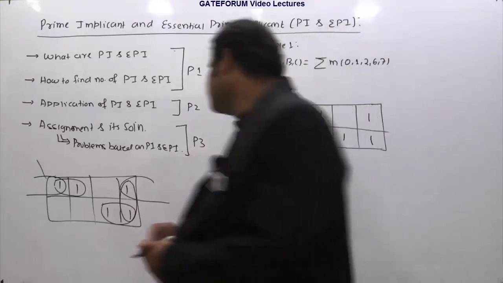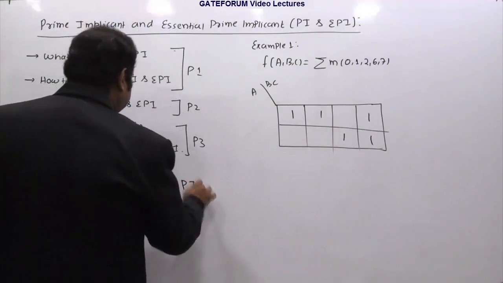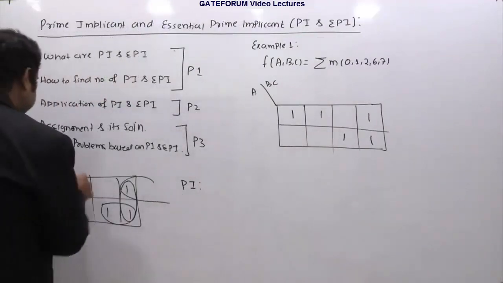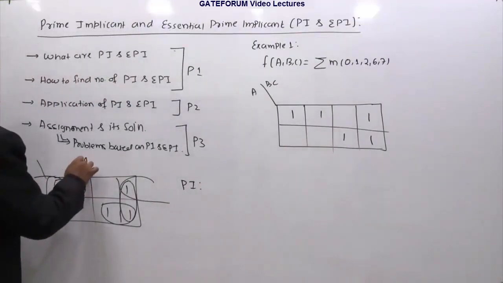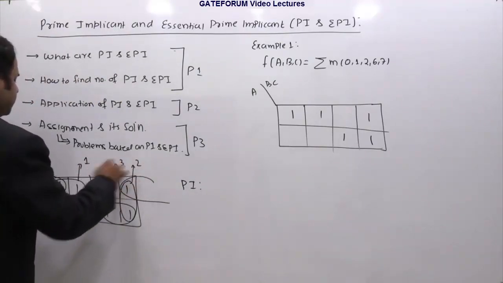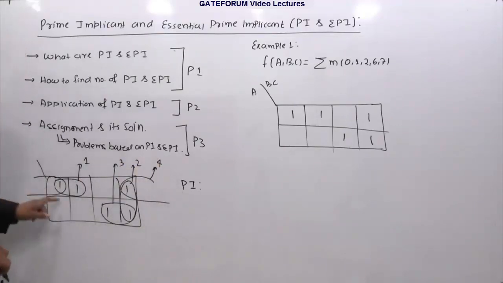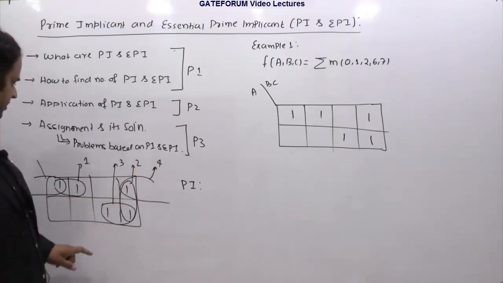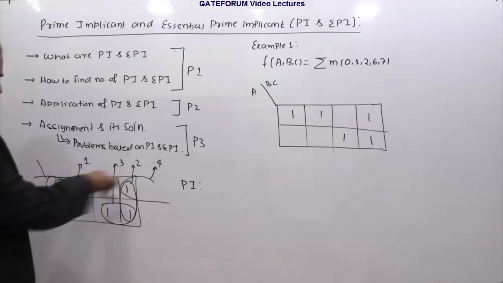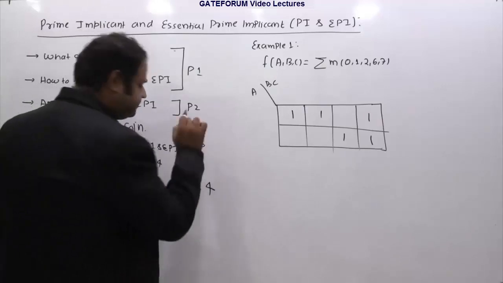So suppose somebody asks you how many prime implicants are there, then you should check how many groupings you have done. So this is group 1, this is group 2, this is group 3, and this side one is group 4. There are 4 prime implicants. So the number of prime implicants is 4.